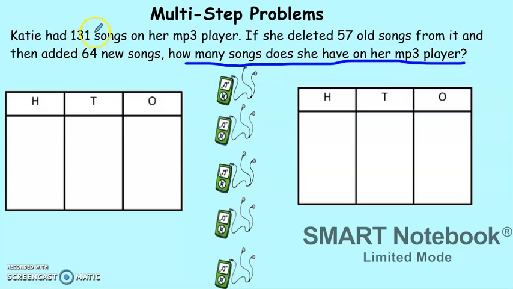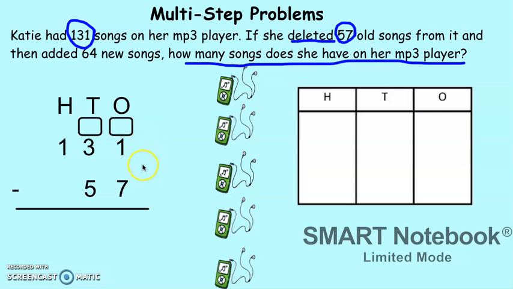And it says Katie had 131 songs, right? But what happens if she deleted 57? What do you think deleted would mean, my friends? Think about it. Addition or subtraction? If you said subtraction, you are correct. Let's take a look at our equation. 131 minus 57.